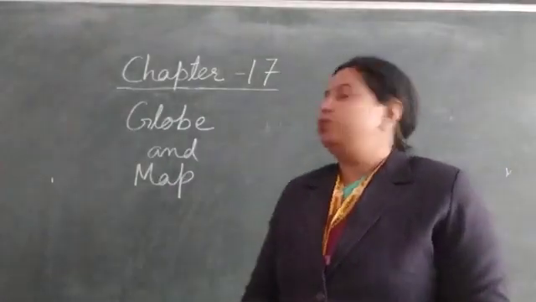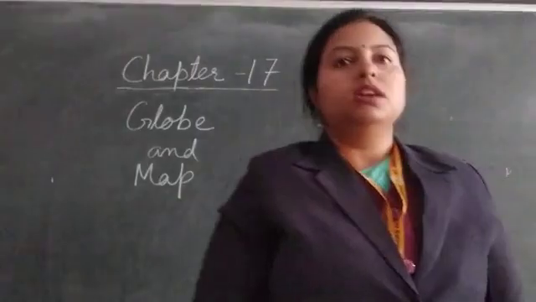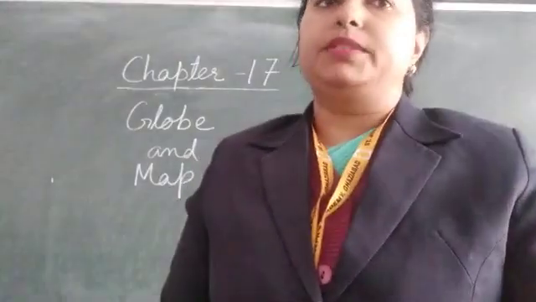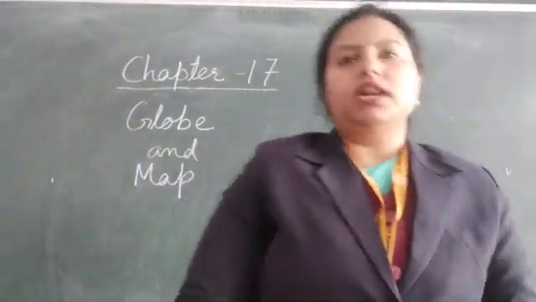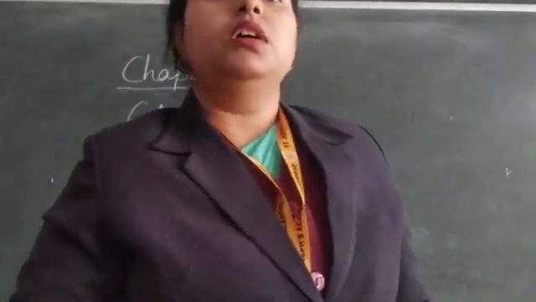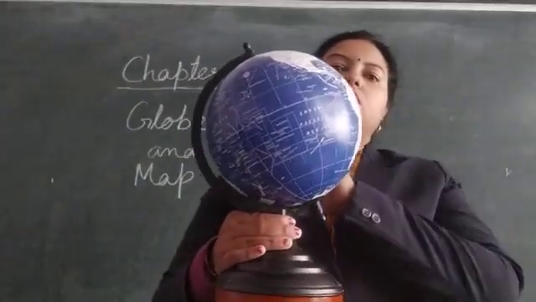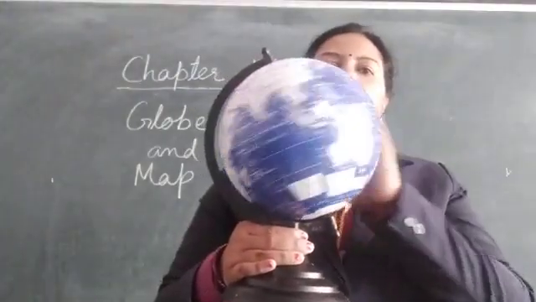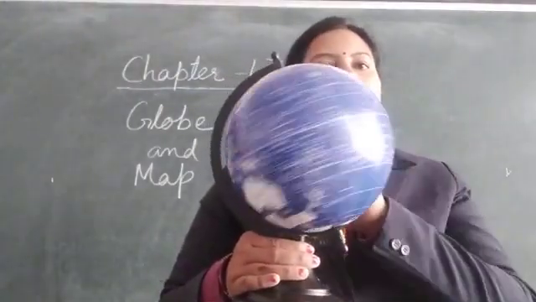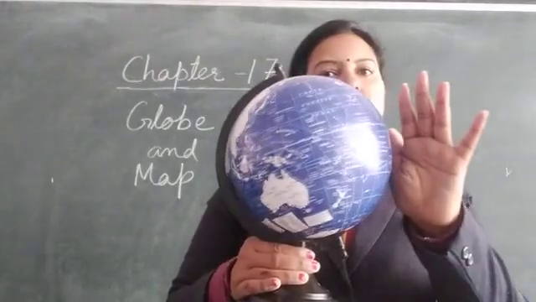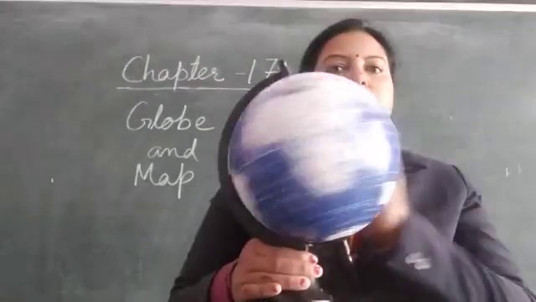So today we will do revision of chapter 7, topic globe and maps. So let's start the class from the globe. Students, see, this is a globe. The globe is a small and true model of the Earth. It is a three-dimensional model, as you can see here.